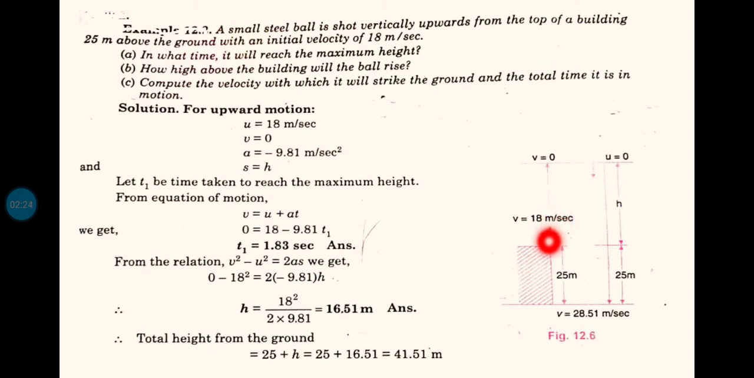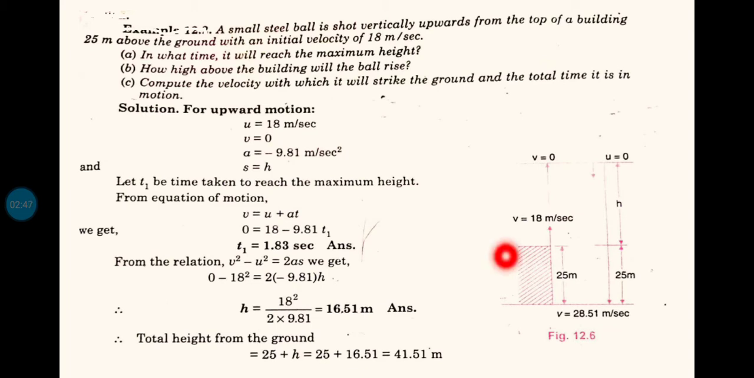Total time in motion means it started from the building, moved upward to this height, then moved downward from here to the ground. If t1 is the time to reach from the building to the maximum height, and t2 is the time from the maximum height to reach the ground, then t1 plus t2 will be the total time the object is in motion. So all these four quantities we want to find out.